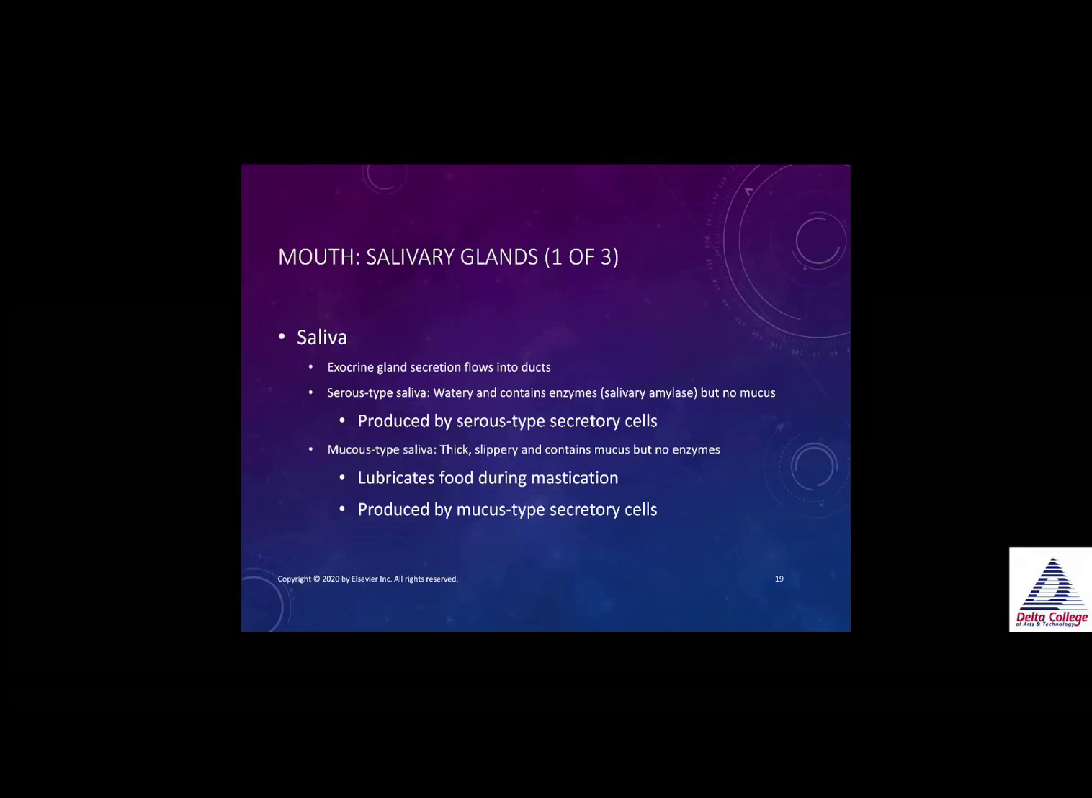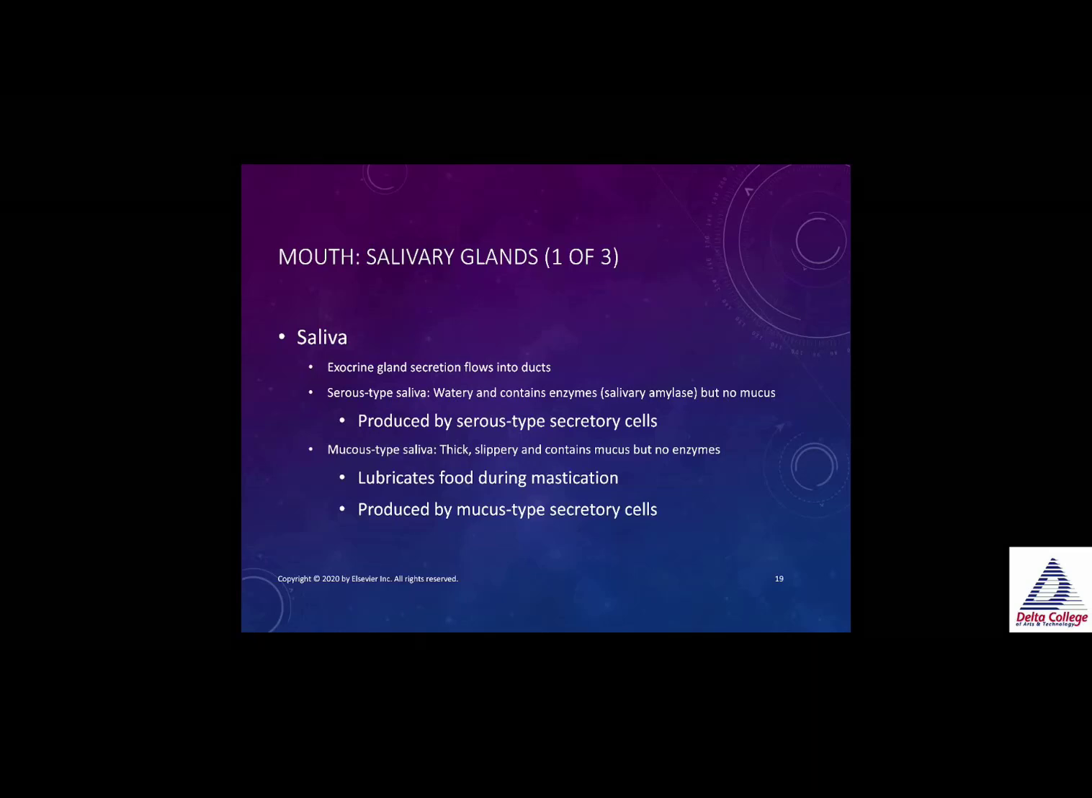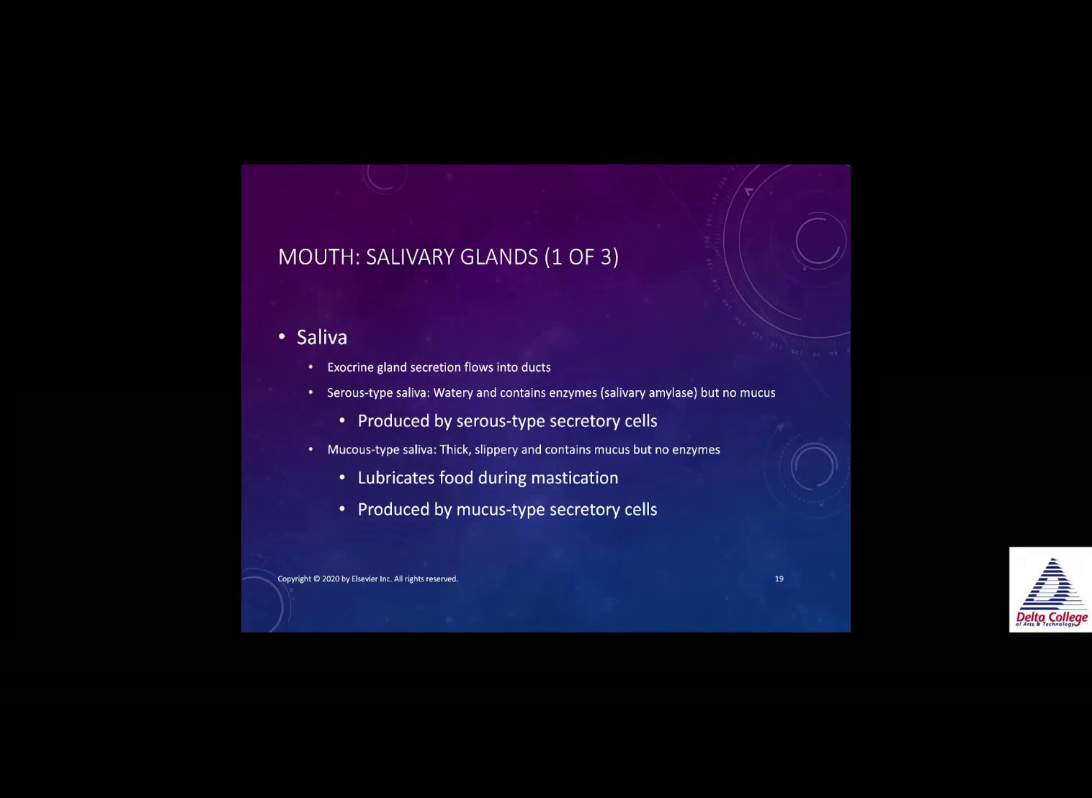Now, the salivary glands produce saliva. This is an exocrine gland secretion that flows into ducts. Serous type of saliva is watery and contains enzymes called salivary amylase, but no mucus. It's produced by serous type secretory cells. Then we have the mucus type of saliva. This is thick, slippery, and contains mucus but no enzymes. The mucus type saliva lubricates food during mastication. Mastication is the act of chewing, and it is produced by mucus type secretory cells.